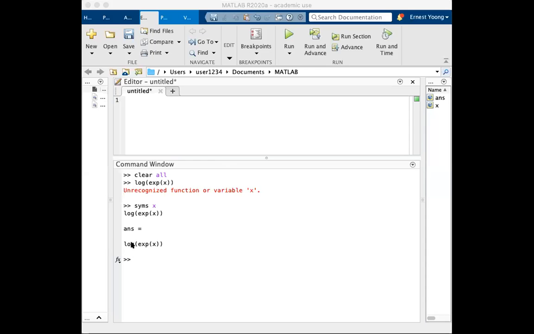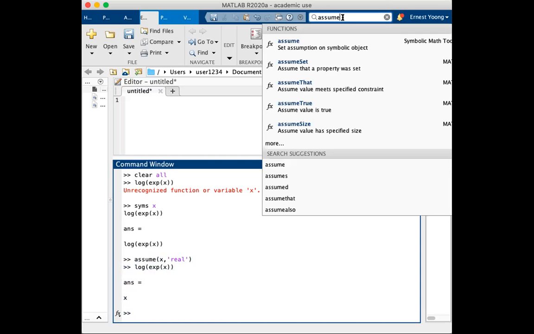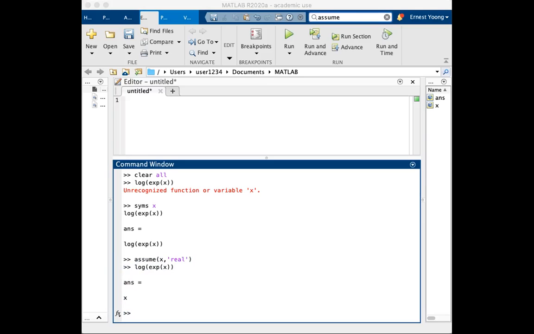If we get the answer in log exponential x, it can't solve it. So we assume x is a real number, and only then do we perform the same thing. When doing a calculation, we need to assume something before we can do it. If you want more commands on assuming, you can search for axiom to do some practice. But we're not going to do that here.